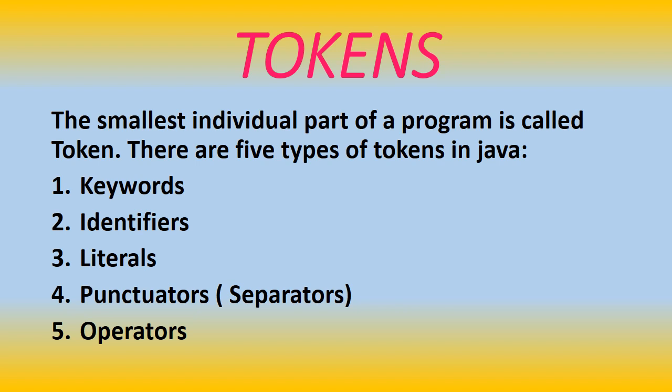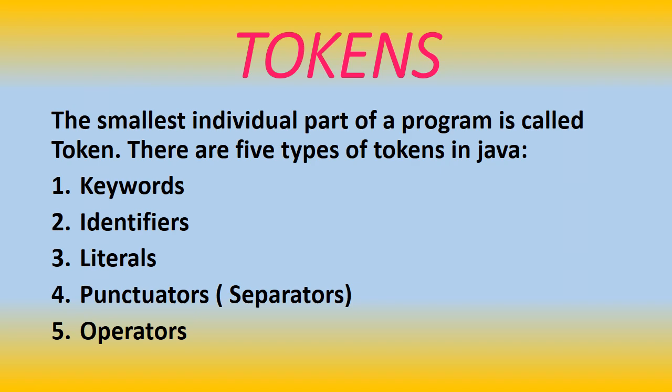In Java, mainly there are 5 types of tokens. Number 1 is keyword. Number 2, identifiers. Number 3, literals. Number 4, punctuators or separators. And number 5, operators. Today we will discuss about 2 types of tokens, keywords and identifier. Rest of them we will discuss in next class.